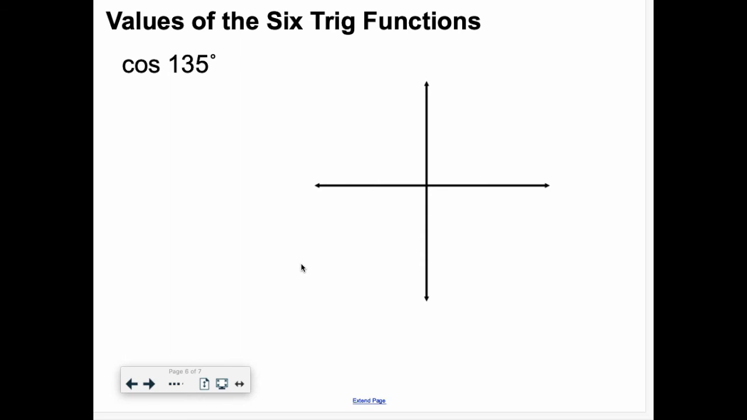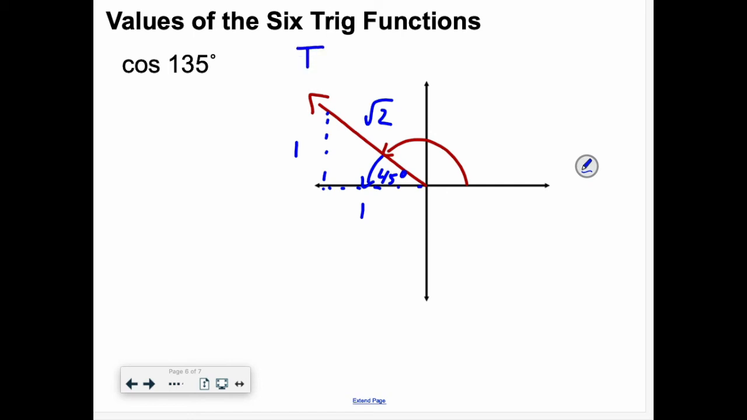Let's take a look at this one. Cosine of 135 degrees. First things, let's draw it out. 135 is around here. So this is my terminal ray. Well, if that's 135, we know that this remaining part right here has to be 45 degrees. Which means we can do pretty much the same thing we just did. 1, 1, and radical 2. Awesome. The thing to keep in mind, though, is we are in quadrant 2. Because we're in quadrant 2, we need to make our x negative. So I'm going to make this a negative 1.